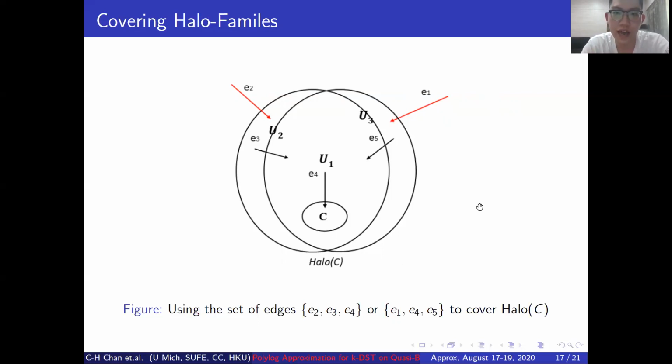This example also points out a key point: no matter which edge set, we have to use one edge from the outside to go into these hollow families, and a set of edges inside these hollow families, right? We call the edge E1 or E2 the incoming edges, and the edges E3, E4, E5 the inside edges, which means both ends of these edges are inside these hollow families.